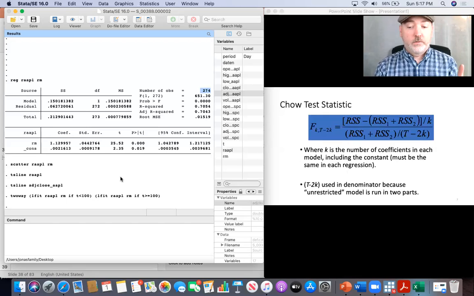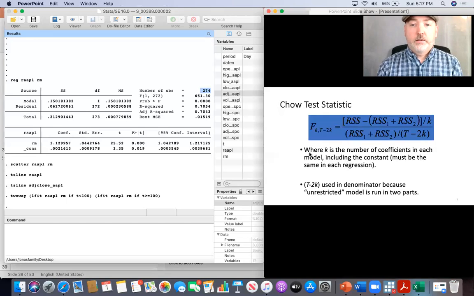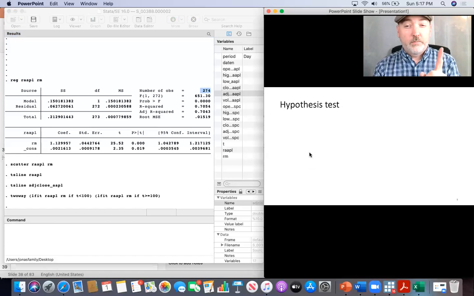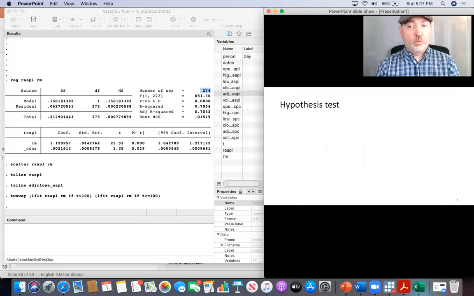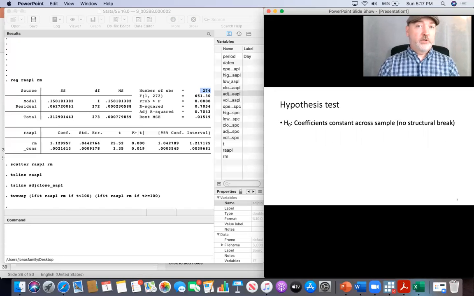Okay, so with all that in mind, let's go ahead and, oh no, sorry. Before we do that, let's remind ourselves what we will do with that information, right? So what we do, we run the models, we calculate the F-statistic, and what are we doing? We're testing the null hypothesis that there are no structural breaks, right? Testing the null of stability.